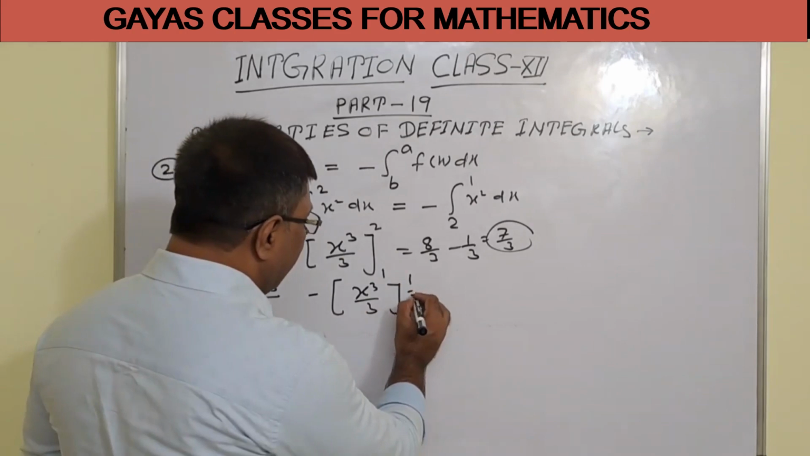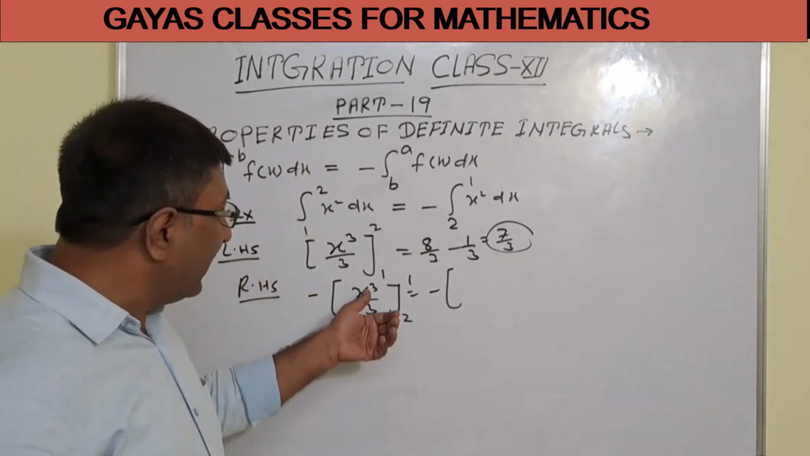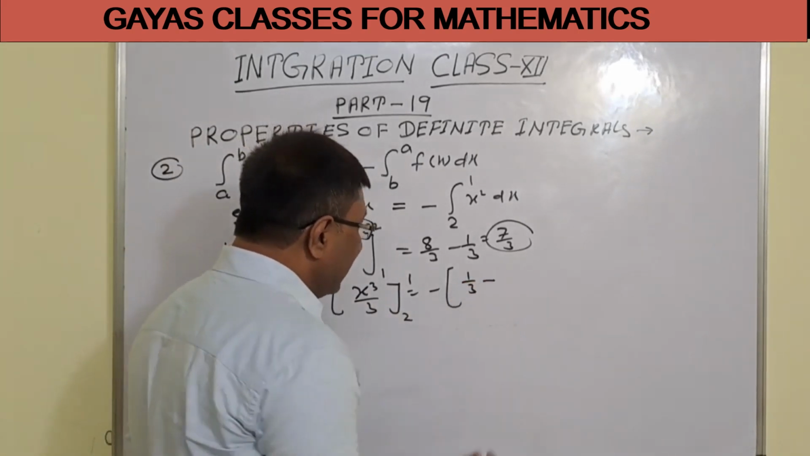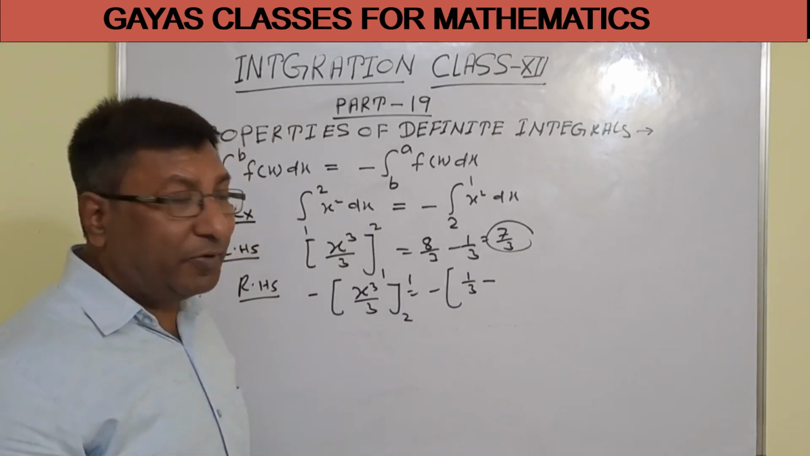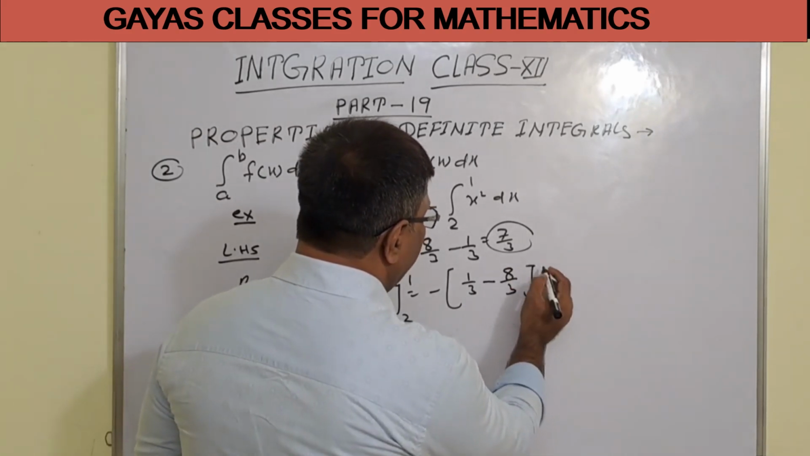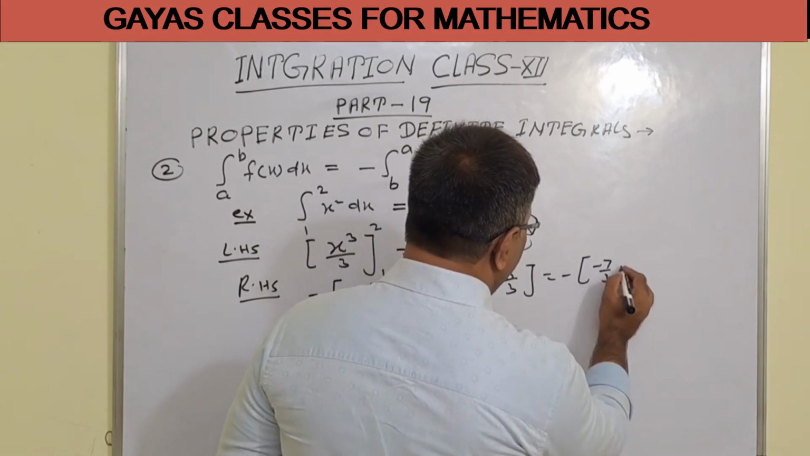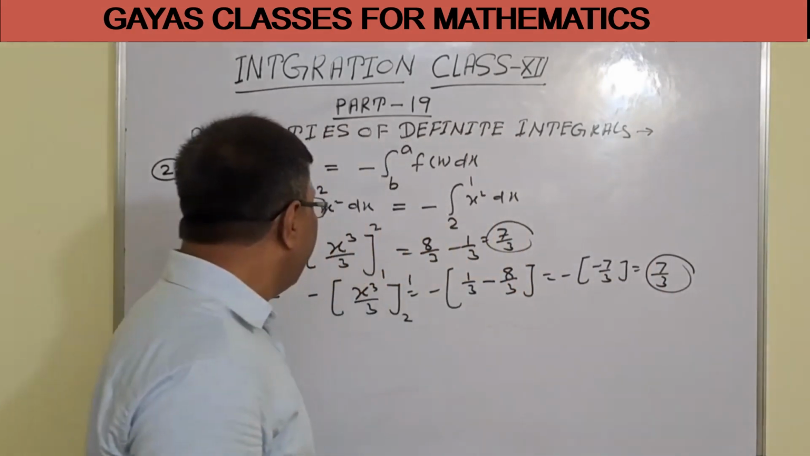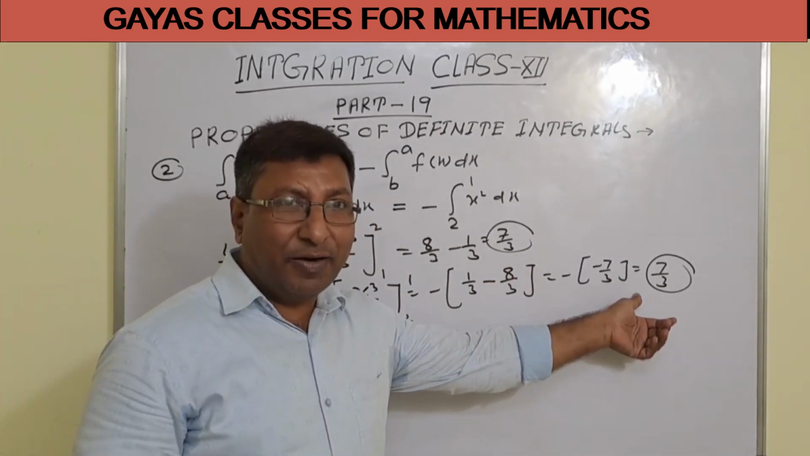So now you see this is minus. Just put the upper limit value, x equal to 1, so we will get 1 by 3. Minus, again you put the lower limit in the place of x, so 2 power 3 is 8, so this is 8 by 3. So we will get minus of minus 7 by 3. So this will become 7 by 3. So here LHS is 7 by 3 and RHS is also 7 by 3.